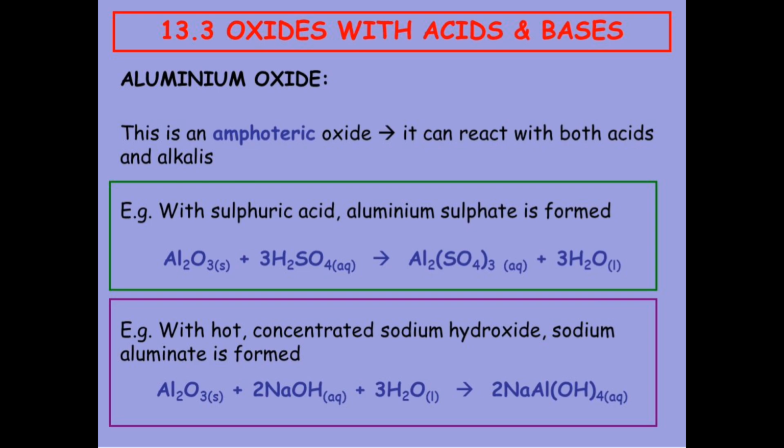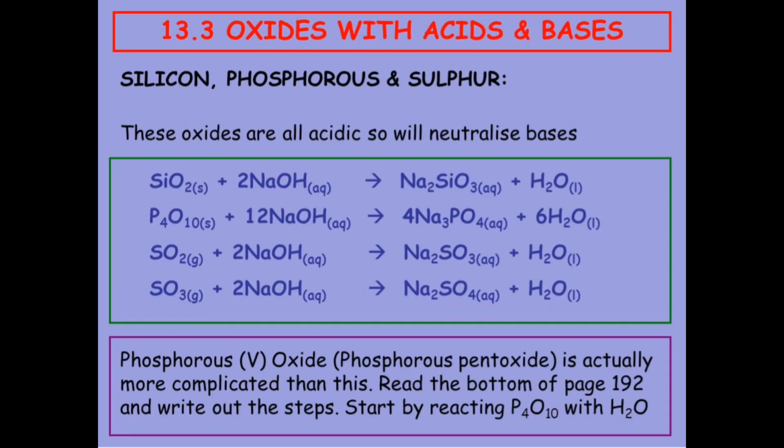Important. However, aluminum oxide, which is amphoteric, will react with both acid and base to form salt respectively. For instance, aluminum oxide will react with H2SO4 to form Al2(SO4)3, and also react with a base to give us a basic salt as well. Now, silicon, phosphorus, and sulfur oxides are all acidic oxides, and they react with a base to form salt and water, respectively.